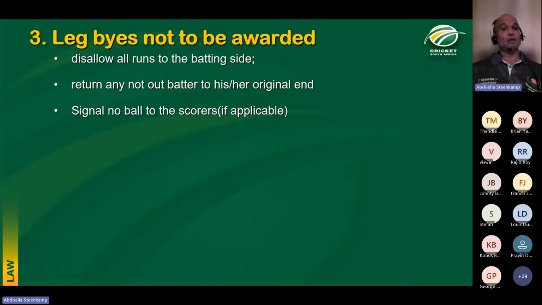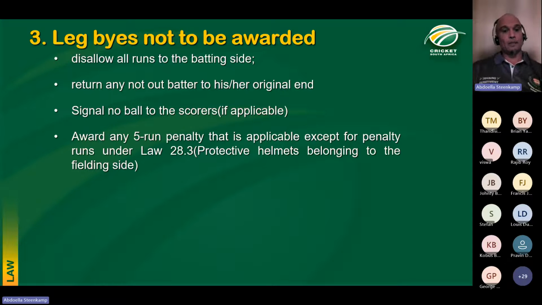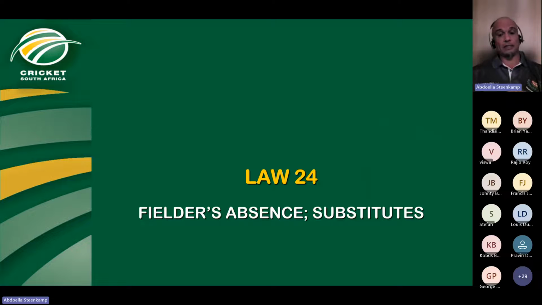If there was a no ball, you signal no ball to the scorers. Award any 5 penalty runs that were applicable, except for the penalty runs under law 28.3, protective helmets belonging to the fielding side. So now we know the difference between leg byes and when to allow byes, and when to allow leg byes, and when to not allow leg byes.